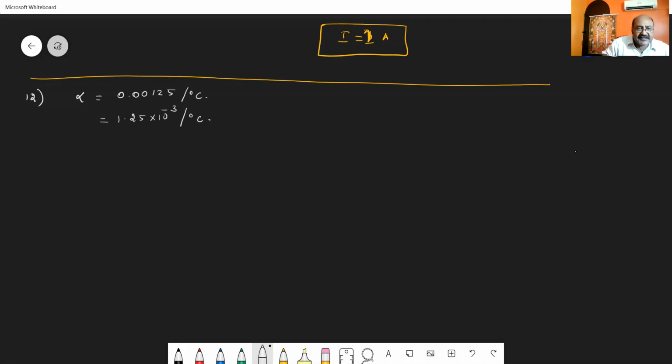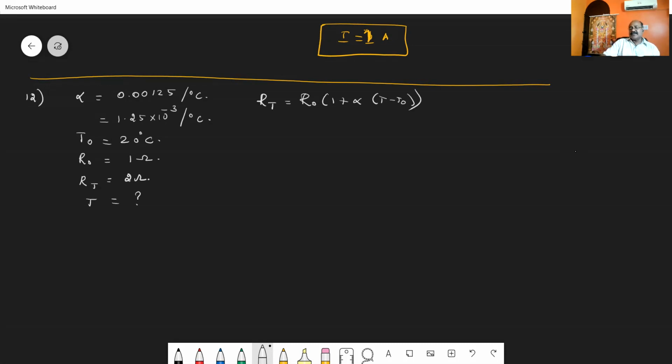At 20 degrees Celsius, let us consider this as T0, the reference temperature. At that time the resistance, let us take it as R0, is 1 ohm. Then the resistance of the wire at temperature T, RT, is considered to be 2 ohm. For that, what is the value of T? We know a relation: resistance at a particular temperature is given by RT is equal to R0 into 1 plus alpha into T minus T0. Hope you know this formula.